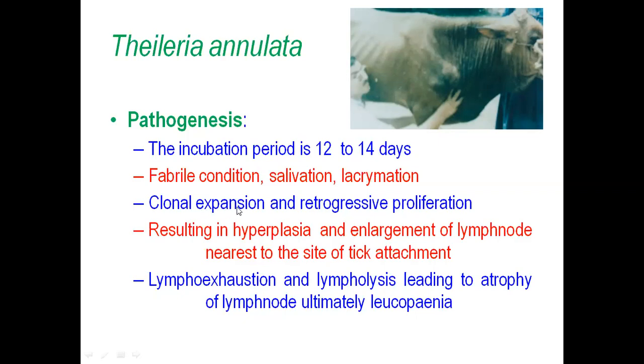Due to clonal expansion and retrogressive proliferation, as I have said, there will be division of the host macrophage or host monocyte cells. Then ultimately, as the resources are used up, there will be lymphoexhaustion and lympholysis, leading to atrophy of the lymph node, and ultimately there will be leukopenia. So once leukopenia occurs, what will happen? The animal is susceptible to every single organism that is infecting. That means the animal is lame.